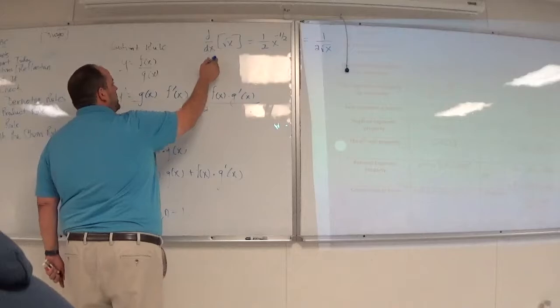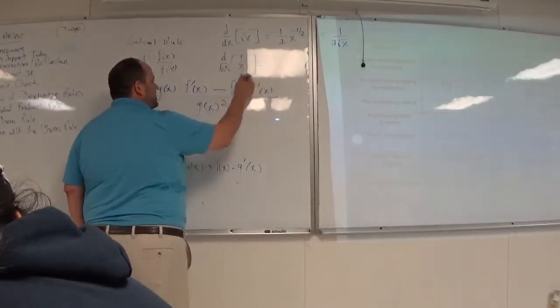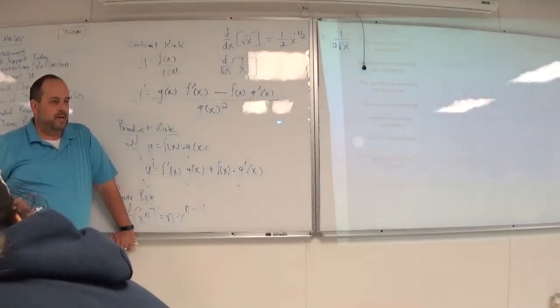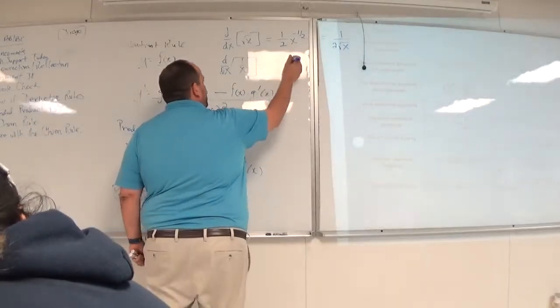Good. Nice job, Michelle. Okay, derivative of 1 over x. Another one worth memorizing. It's going to show up. Rebecca, you get this one? This is negative 1 over x squared. Rebecca, how did you get there?